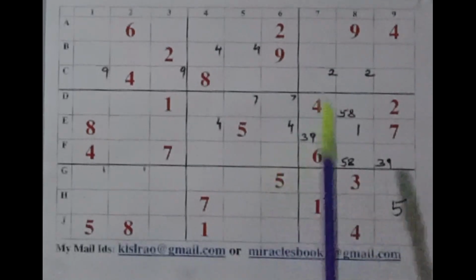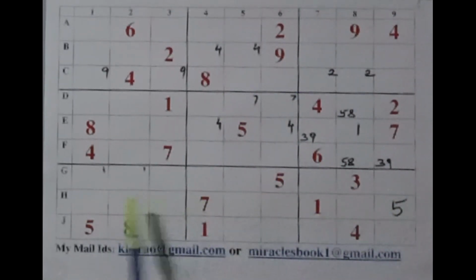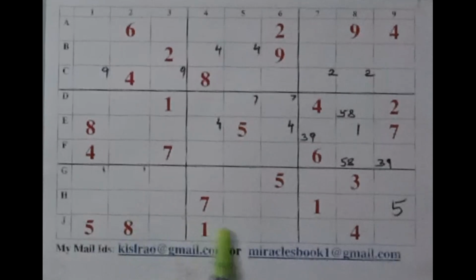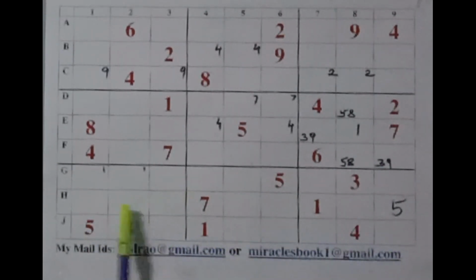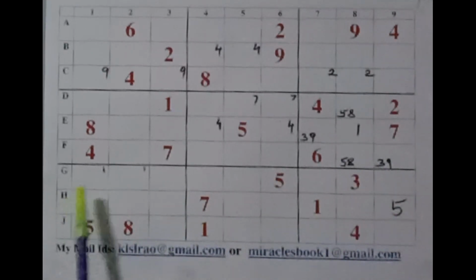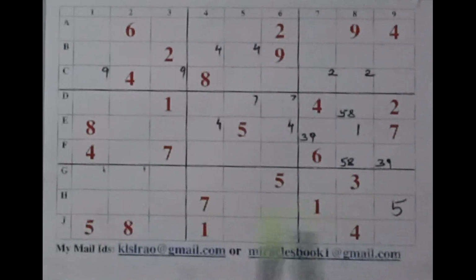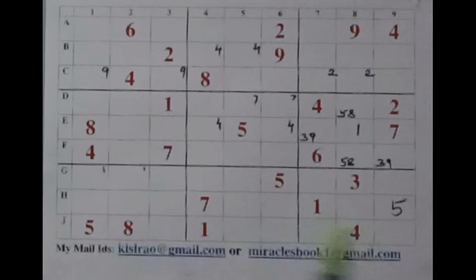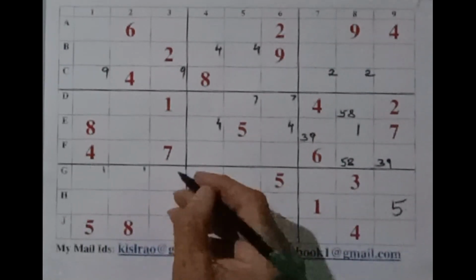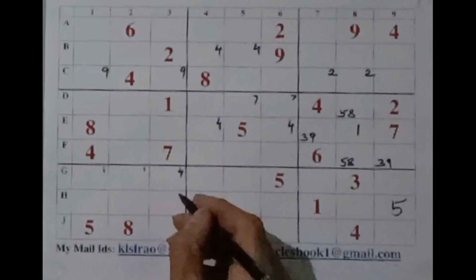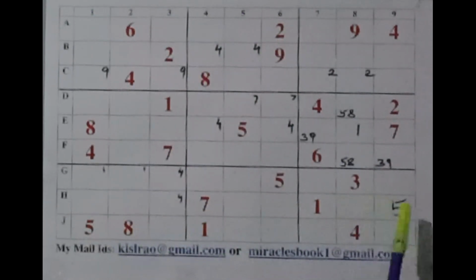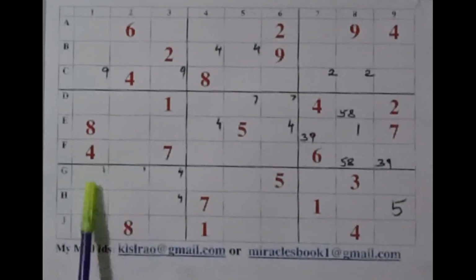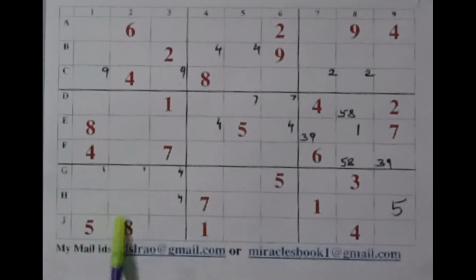Okay, and now further, what other number appears 2 times? 5 over 1, we have marked. 2 is not there. 3, 4. Okay, 4 here, 4 here, and 4 here. That means 4 can take this place and this place. Okay, now look at this box.